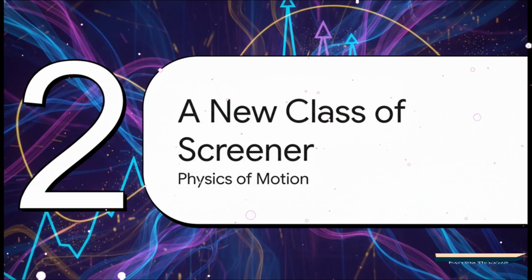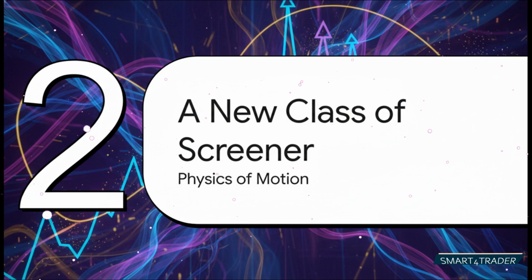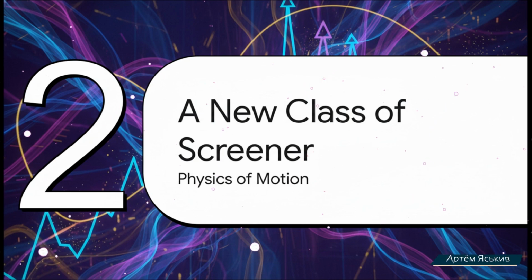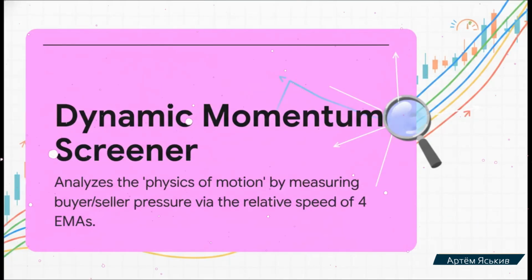Instead of just looking at where the price was, this screener is designed to analyze, and I love this term, the physics of motion in the market. It's all about what's happening right now. So what does that even mean, physics of motion? Well, think of it like a pressure gauge. It's a tool that's trying to measure the underlying pressure from buyers and sellers.